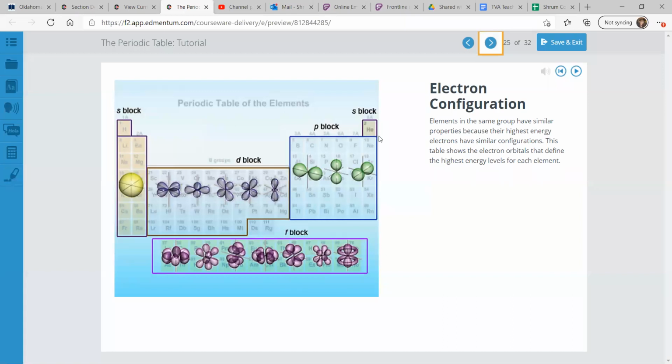We have the main groups 3A, 4A, 5A, 6A, 7A, 8A. Those are the P blocks. So it goes from S block to P block. Remember that helium is also in the S block. That's the one weird thing about the organization of the periodic table. So it goes S, P, D, F.